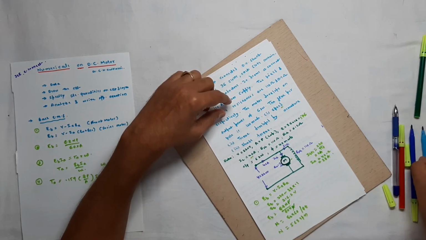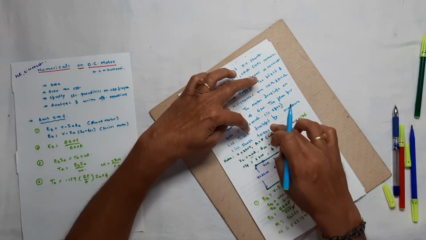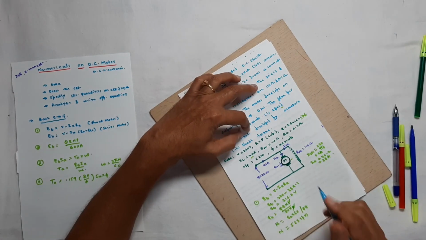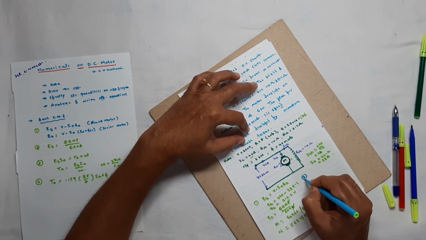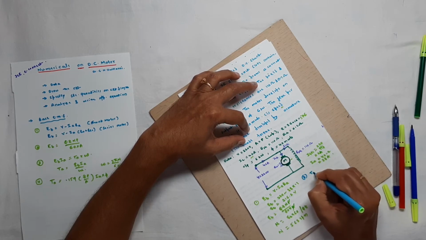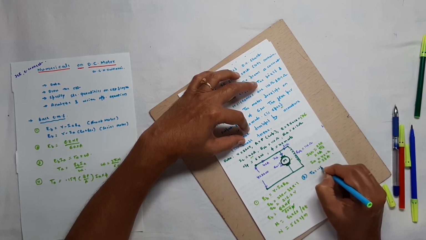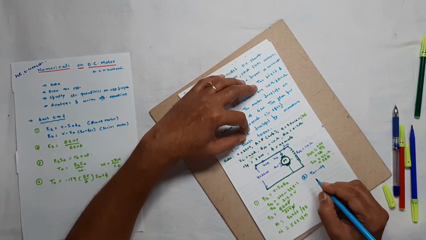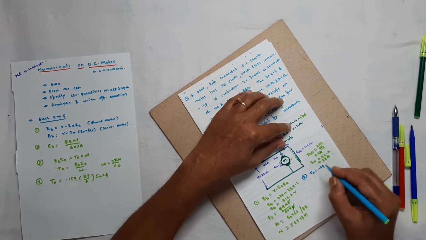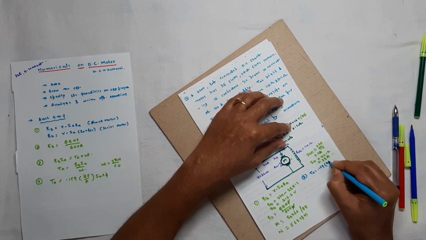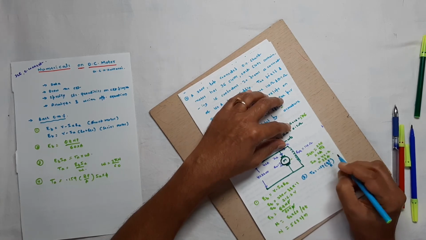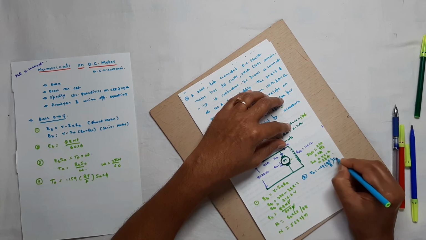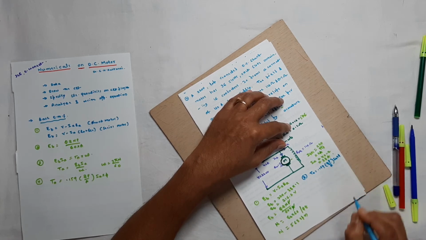The next thing he asked is the torque developed by the armature. That is the second, TA. How are we finding TA? 0.159 ZP by A into IA into phi.